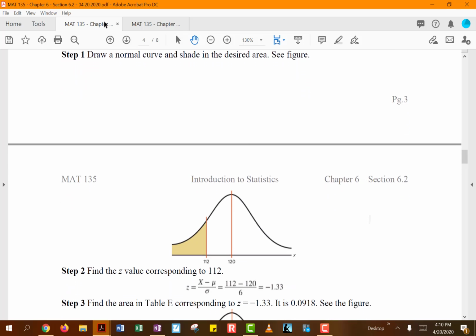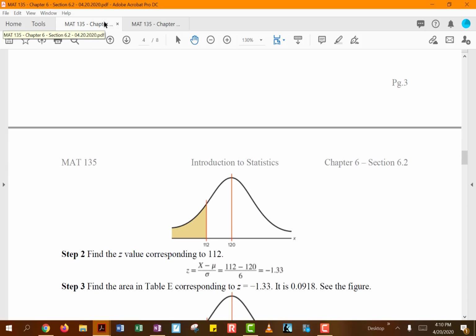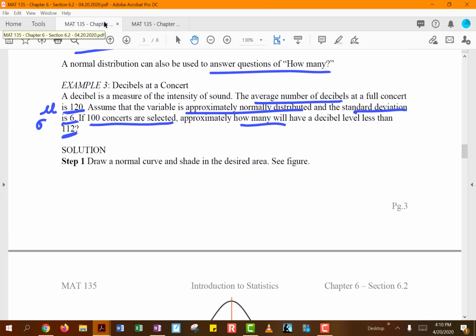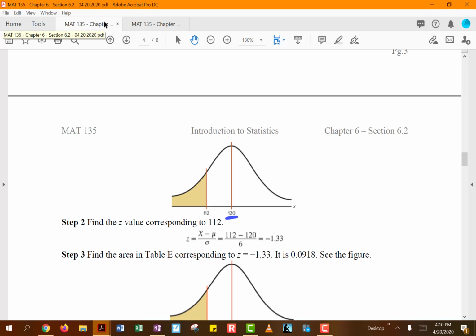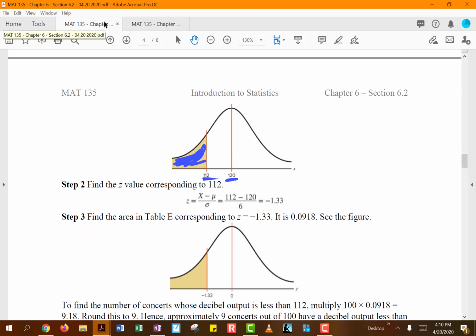So we are told that the mean number of decibels at a concert is 120. They want to know how many out of those 100 concerts will have a decibel of less than 112. So we want to know, sorry, not percentage, how many concerts will have decibel values of less than 112. So again, take that data value of 112, convert it into your z-score, and since of course this is less than the mean, you will have a negative answer over here. So we've got negative 1.33.